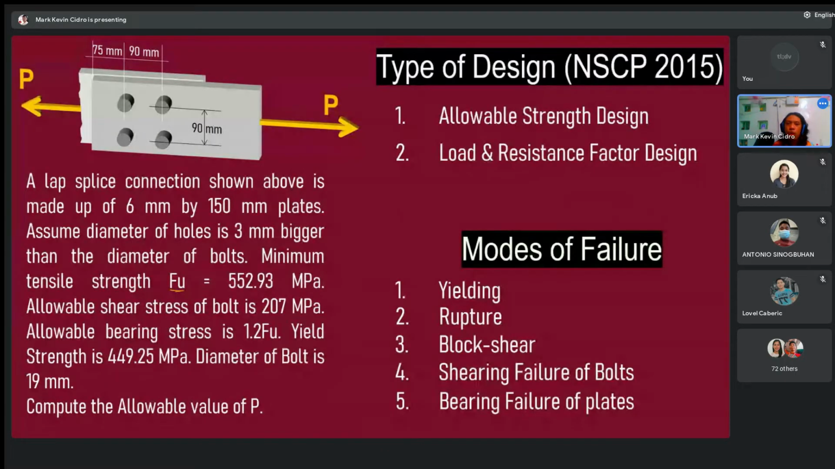Now, question: what type of design will we use? What do you think is the type of design we will use? ASD, sir. Why?